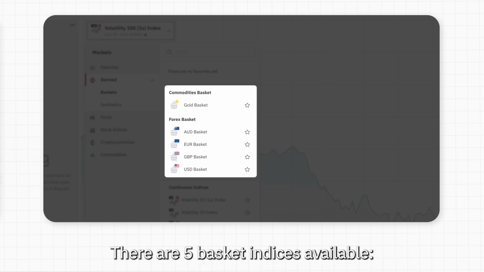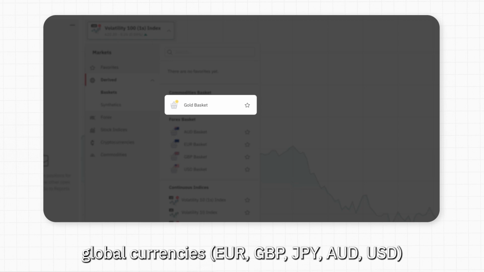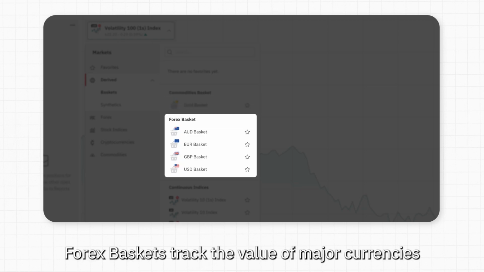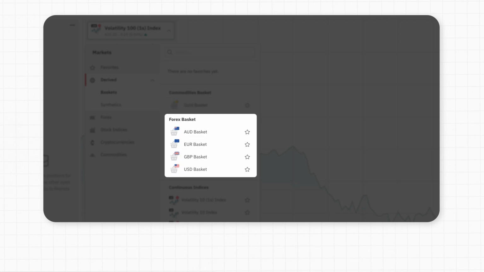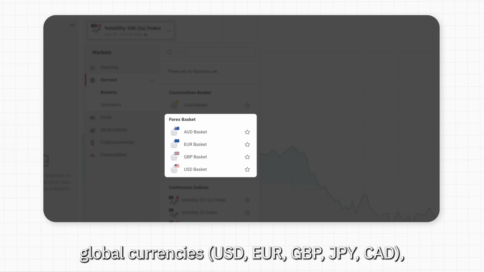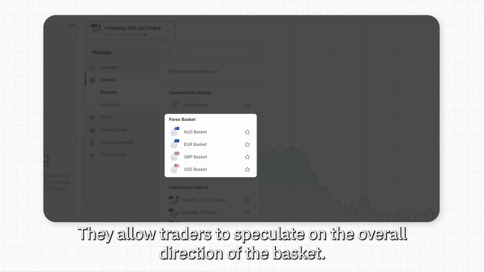There are 5 basket indices available. The gold basket measures the value of gold against a basket of 5 global currencies: Euro, GBP, JPY, AUD, and USD, weighted 20% each. Forex baskets track the value of major currencies: AUD, Euro, GBP, and USD, against a balanced basket of 5 global currencies: USD, Euro, GBP, JPY, and CAD, each weighted equally at 20%. They allow traders to speculate on the overall direction of the basket.